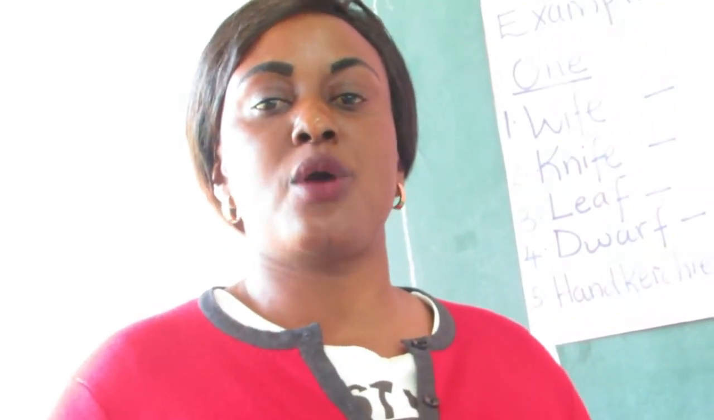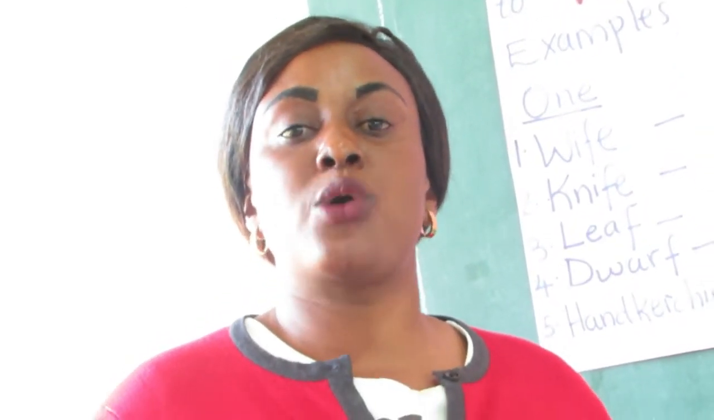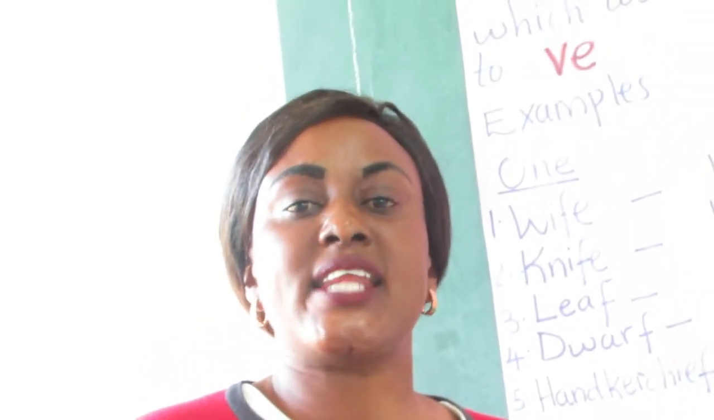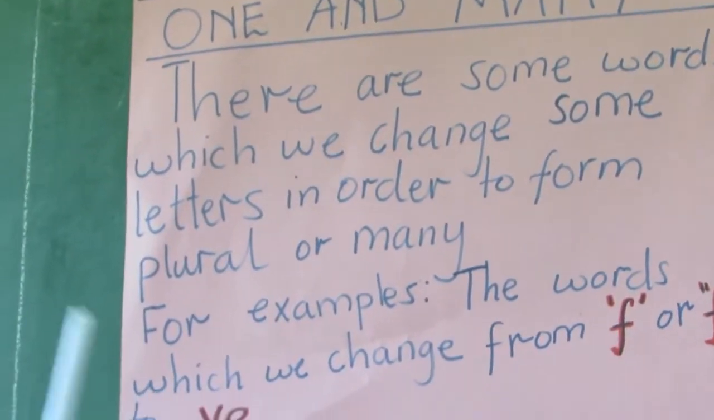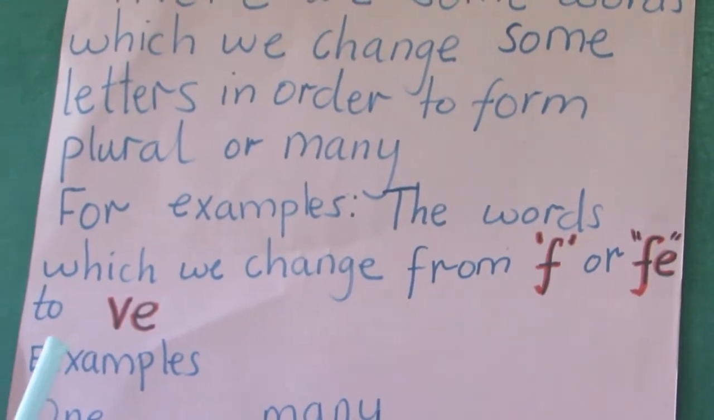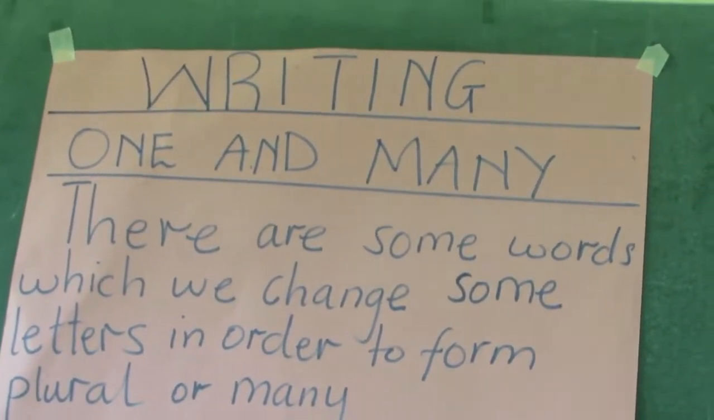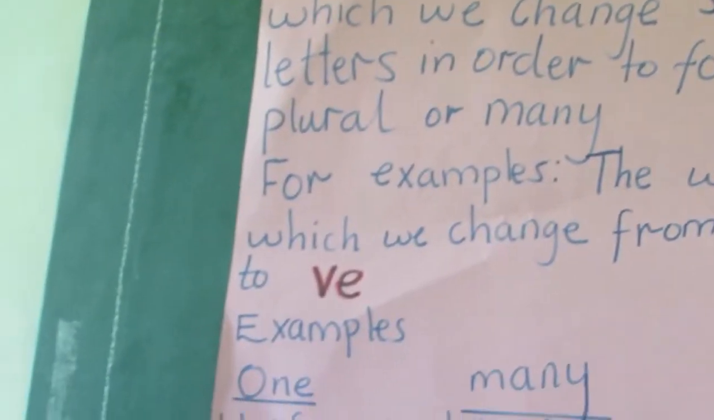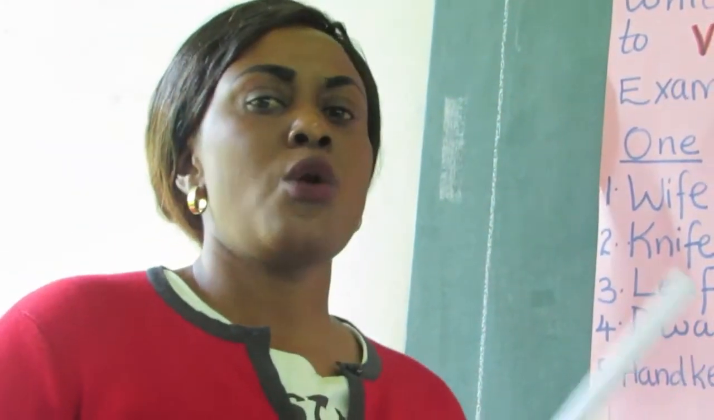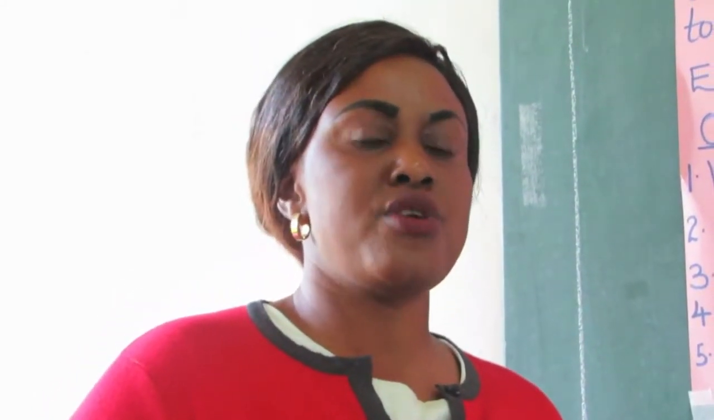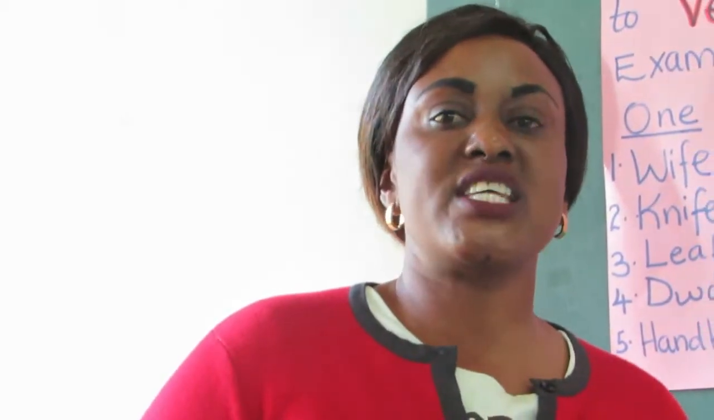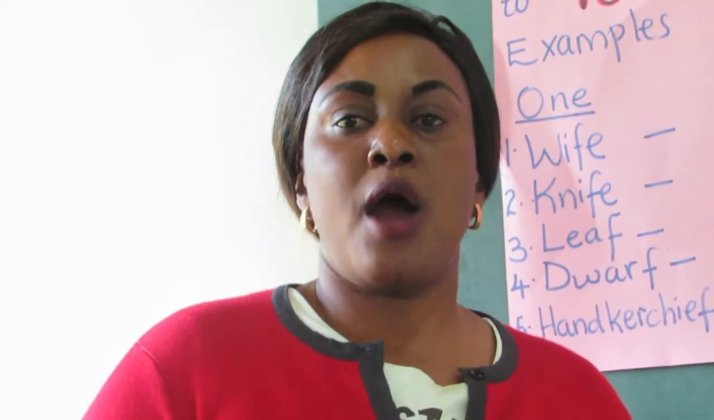Today we are going to continue with our previous topic, which is about one and many. And today, let us see about the nouns which end with F. We change them to VE in order to make them many, or to make them plural. Right? Okay, but before we continue with this, do you remember last time we learned about the words which we add ES to? For example, we learned about the word bench, which is one bench, many benches. Another one, do you remember them? Good. Tomato, one tomato, many tomatoes. One potato, many potatoes. Are we together, class?